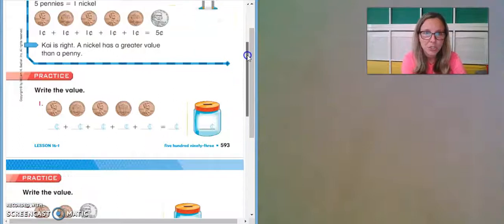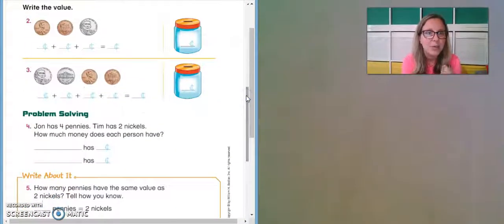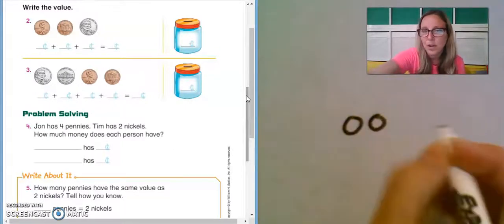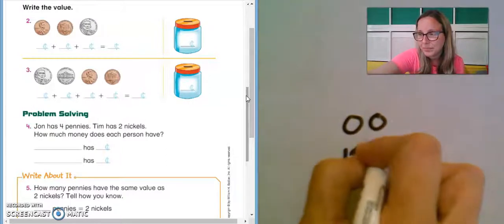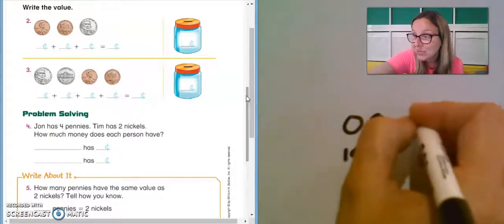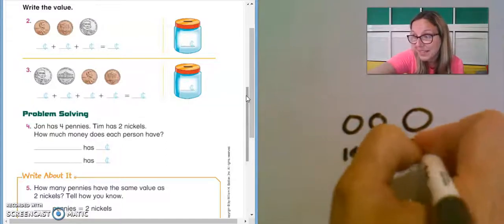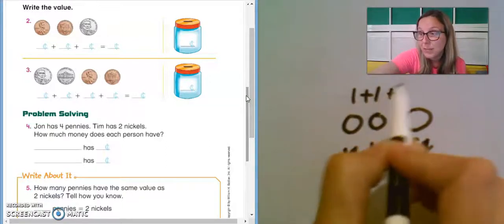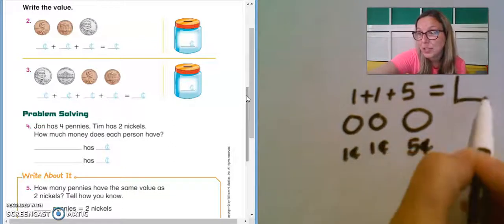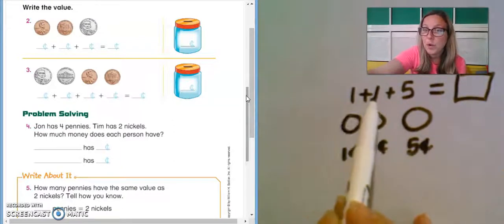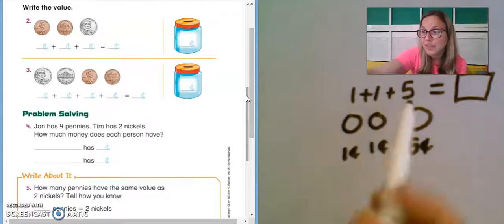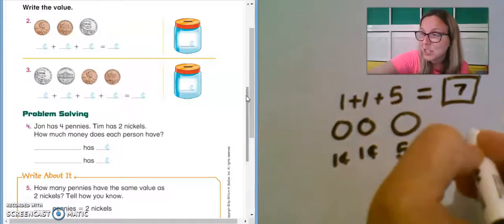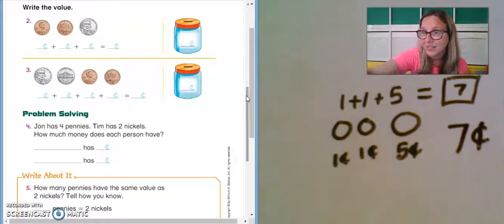Okay, go ahead and turn the page. It says write the value. So this time we're looking at 2 pennies. So 1 and 1, and those are each worth 1 cent. And then we have a nickel, which is a little bit bigger, and the nickel is worth 5 cents. So when we add these up, what we're really saying is 1 plus 1 plus 5. And then we're figuring out the total here. Okay, so we know that 1 plus 1 is 2, plus 5 more would be 7. So 1 cent plus 1 cent plus 5 cents, the total in your jar is 7 cents.